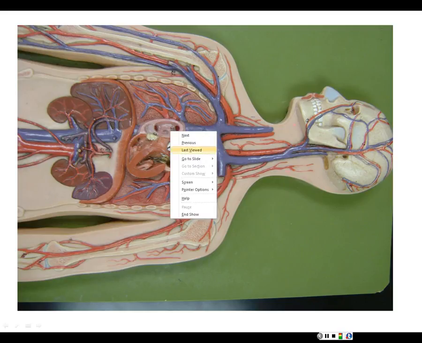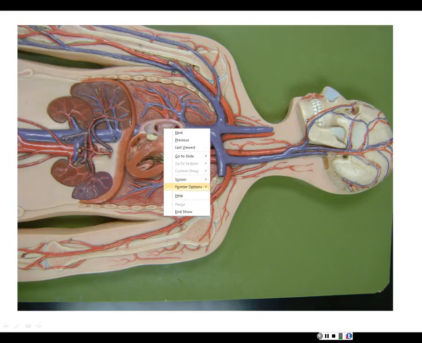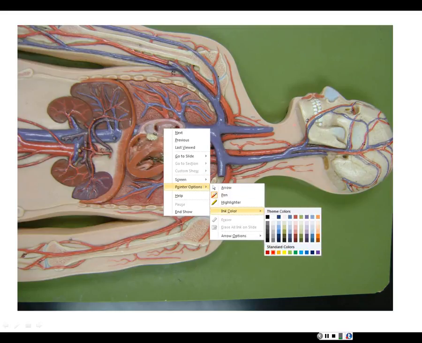Let me get my ink pen back. I want a different color ink.